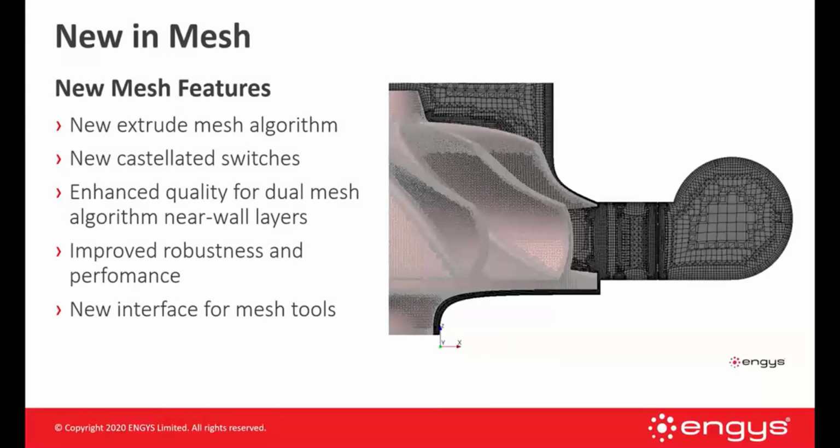In terms of mesh, let me just mention the new algorithm that we have developed for 3.3, which is called the Extrude Mesh algorithm. We have new options for the volume and surface refinement inside the castellated switches, and new options for the dual mesher algorithm, which was made available a few years ago to enhance the quality of the near wall layers. Then improved robustness and performance, and new mesh tools and related interface.